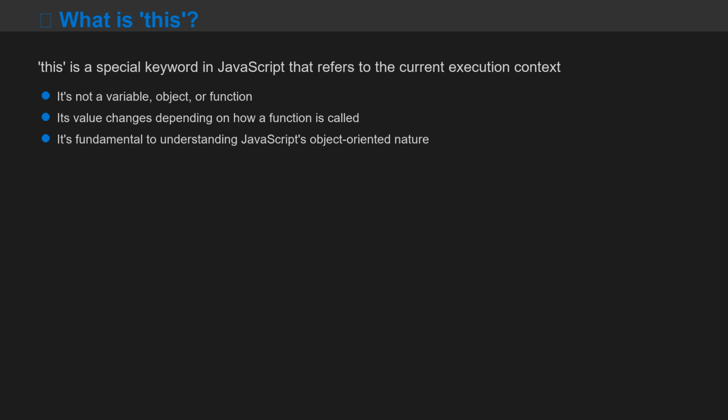So what exactly is this? Let me explain the concept. This is a special keyword in JavaScript that refers to the current execution context. It's not a variable, object, or function, it's a reference that changes based on how a function is called. The key points to remember are: first, it's not a variable; second, its value changes depending on the function call; and third, it's fundamental to understanding JavaScript's object-oriented nature.